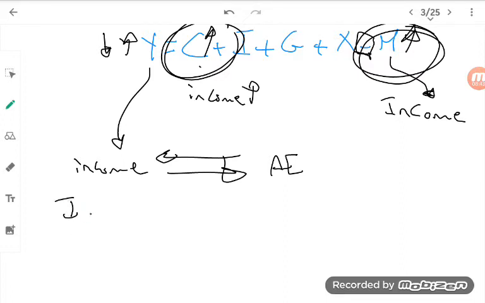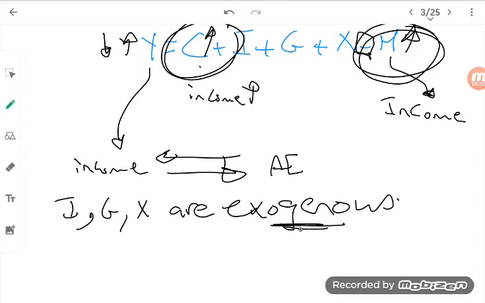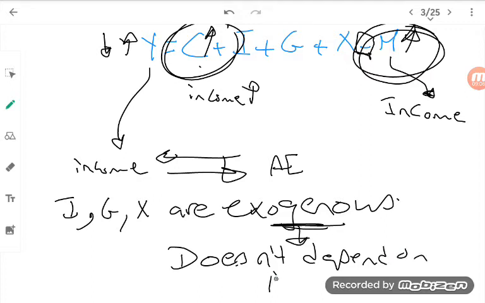But what about I, G, and X? I, G, and X are exogenous factors. What is meant by exogenous? It doesn't depend on income. So I doesn't depend on income, G doesn't depend on income, and so on. So exogenous means given, determined outside the equation or the model.